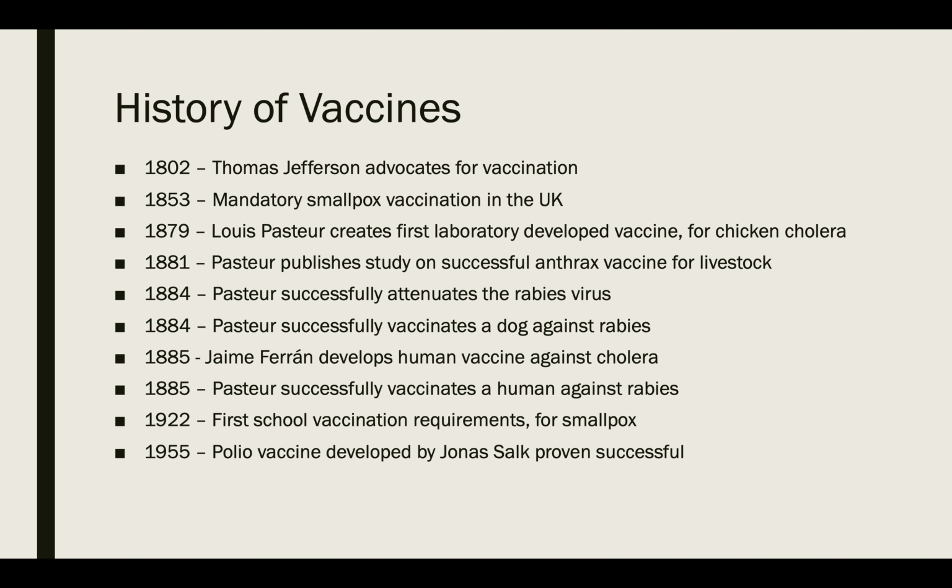So here's some more quick history of vaccines. Around 1802, Thomas Jefferson started advocating them. The first mandatory smallpox vaccination happened in 1853 in the UK. But then here's a lot of information about Louis Pasteur. Pasteur was really important in the world of vaccines. He developed the first laboratory vaccine, a vaccine developed in a laboratory, against chicken cholera.